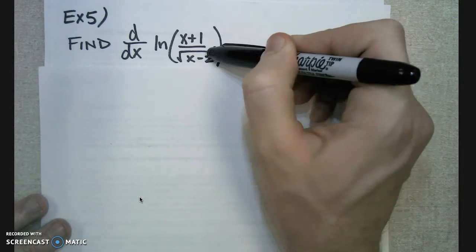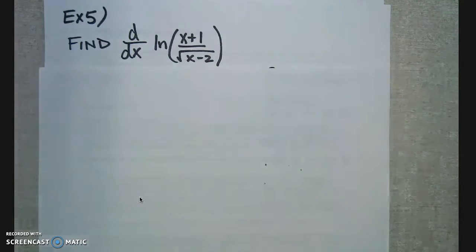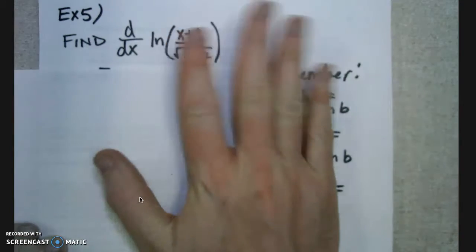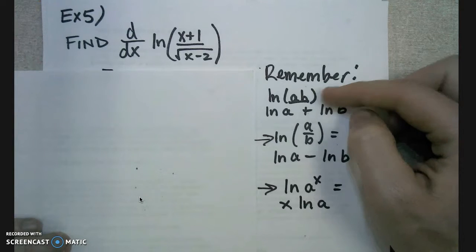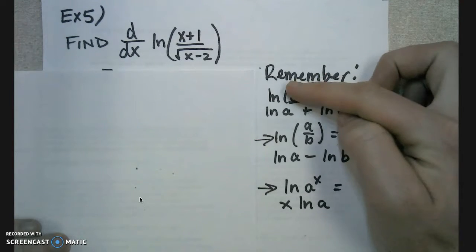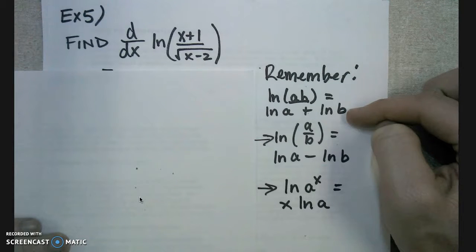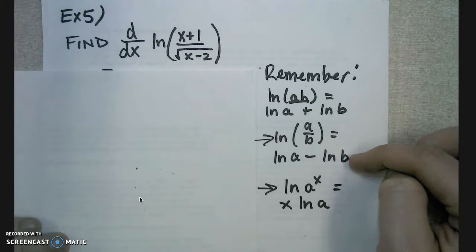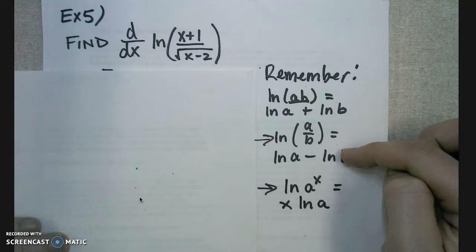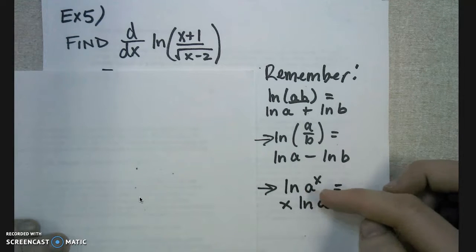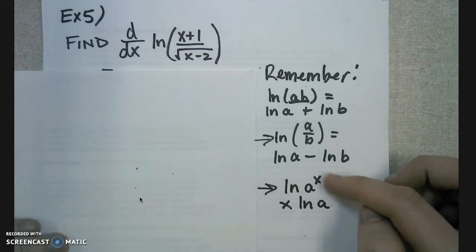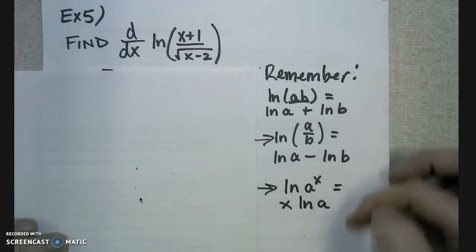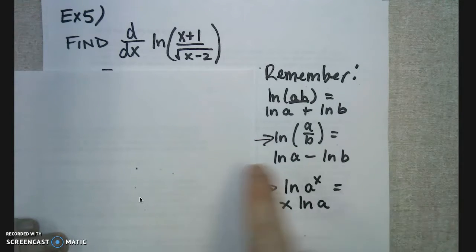The best way and easiest way is to use your log properties from algebra. So let's remember those log properties. We've got the log of a product is the sum of two logs. So if you're multiplying two things inside, you can split it into log A plus log B. The log of a quotient is the difference of two logs, so we can split that into log of the top minus log of the bottom. And then a log to a power, you can move the power in front, so it's x times natural log A.